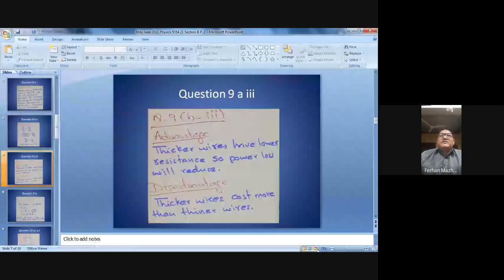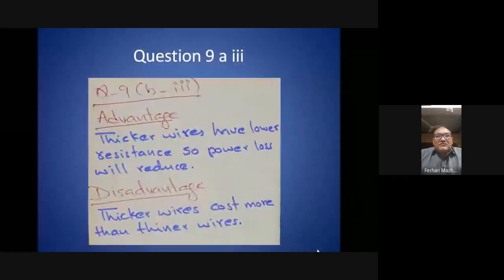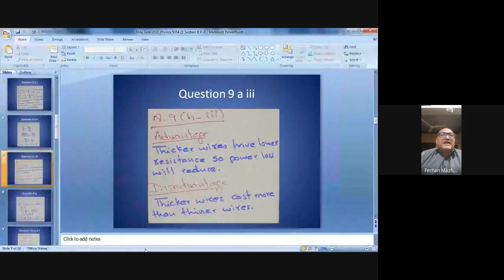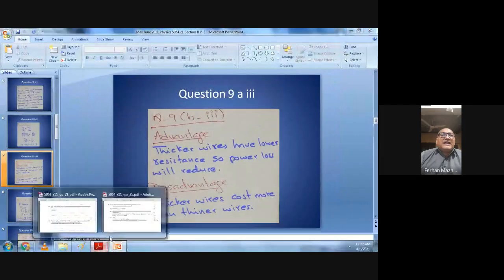You see, the advantage is the thicker wires have lower resistance, so power loss will reduce. Disadvantage: the thicker wires cost more than thinner wires. Very simple answer. It's a 2-mark question. Let me read the marking scheme.